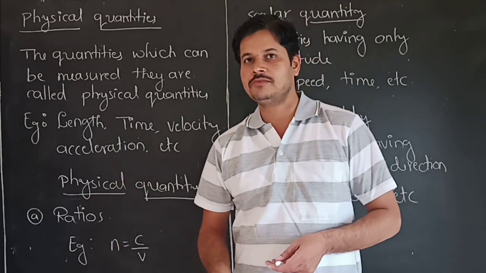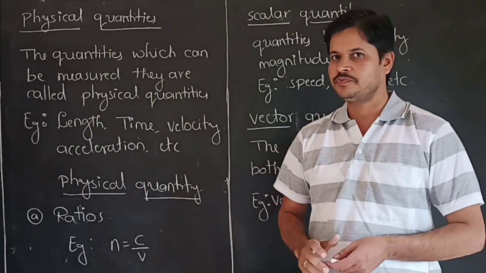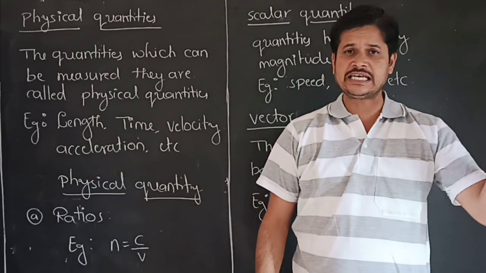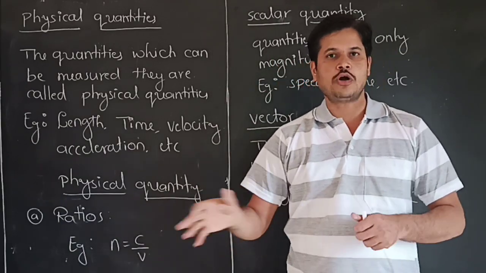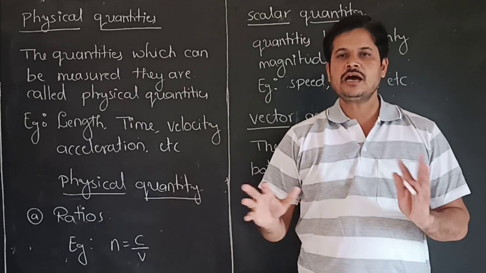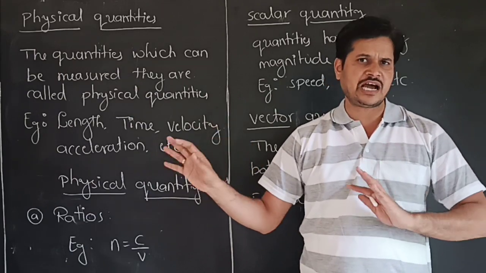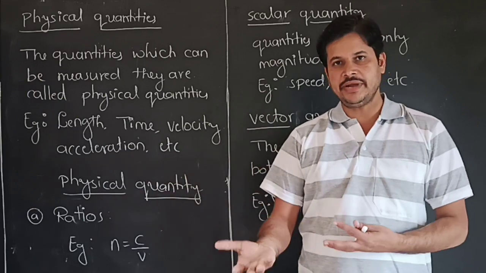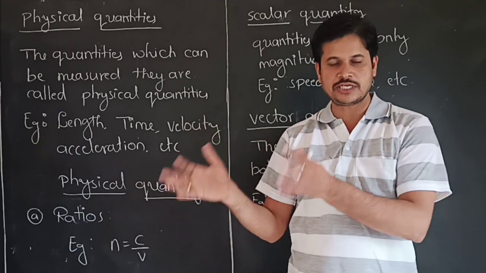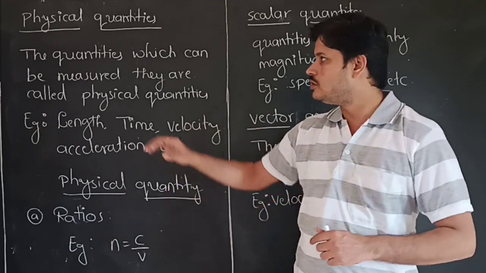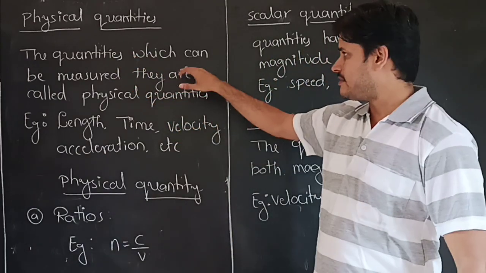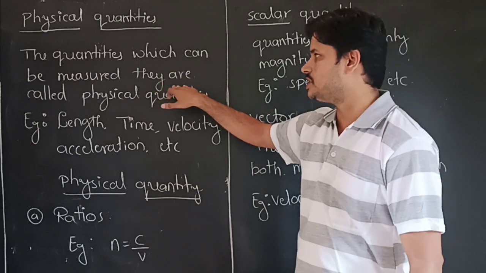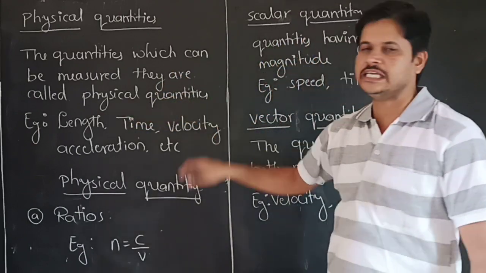Today we are going to continue with the second unit, units and measurement. In this video, we are going to discuss physical quantities. As we discussed in the earlier class, there are different types of physical quantities in nature that we can measure. The quantities which we can measure by a certain instrument or by using equations are known as physical quantities. Just I have written the definition here. The quantities which can be measured are called physical quantities.